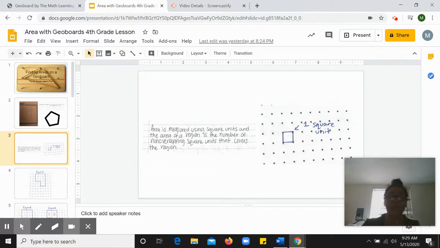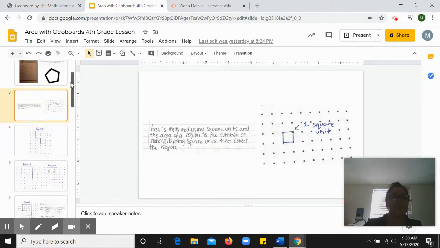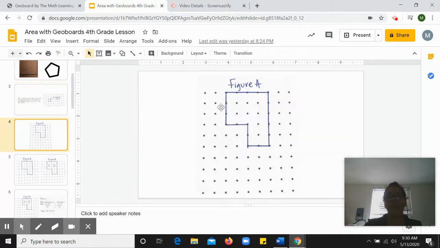Today we're going to be using dotted paper before we jump into actually using the geoboards, because I want the students to be able to count the square units, see the square units, visualize them. So we're going to start with the addition method here on figure A. So here I have figure A on my dotted paper.